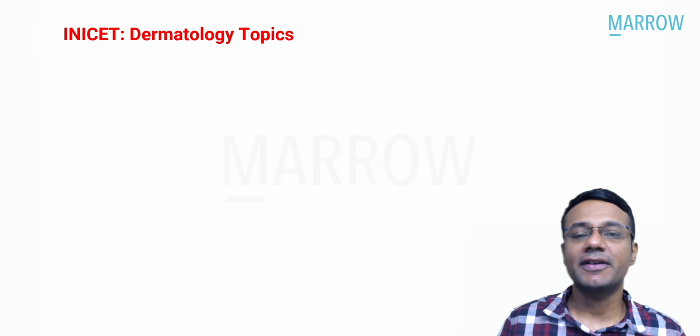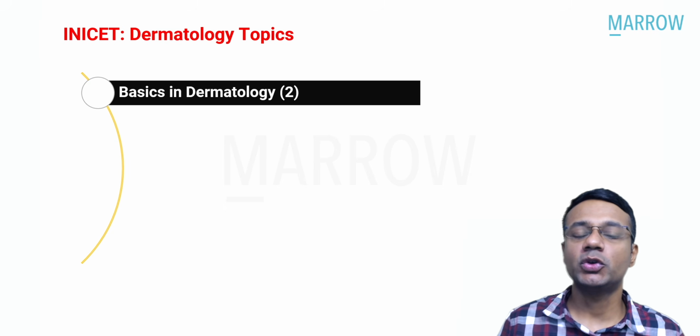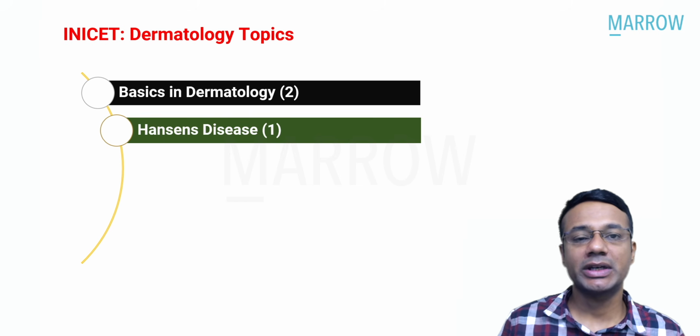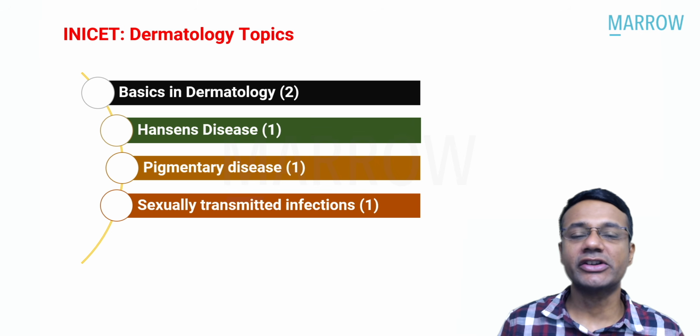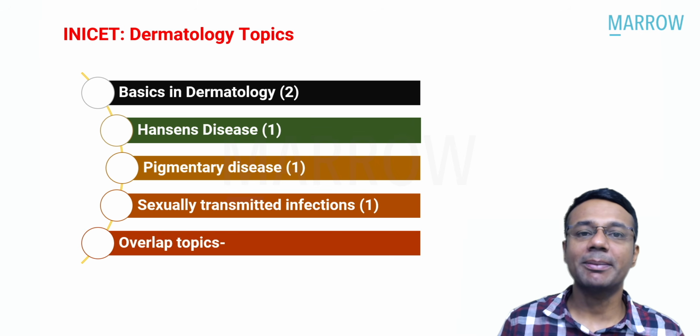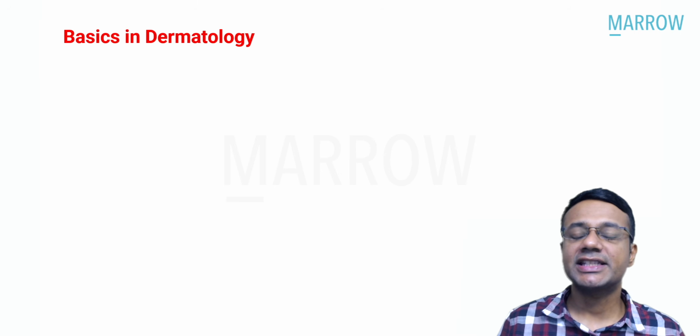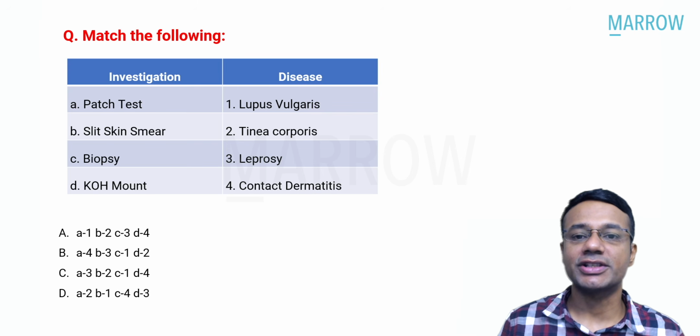So in this exam, the following topics were covered. 2 questions from Basics in Dermatology, 1 question from Hansen's, 1 from Pigmentary Disease, 1 from Sexually Transmitted Infections, and a few overlap topics. Let's take up the 2 questions from Basics in Dermatology.